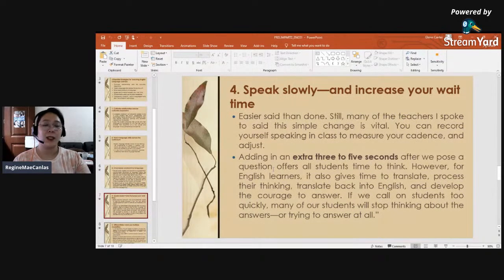Number four, speak slowly and increase your wait time. Easier said than done. Still, many of the teachers I spoke to said this simple change is vital. You can record yourself speaking in class to measure your cadence and adjust. Adding an extra 3 to 5 seconds after we pose a question offers all students time to think. However, for English learners, it also gives time to translate, process their thinking, translate back to English, and develop their courage to answer. If we call on students too quickly, many of our students will stop thinking about the answers or try to answer at all.